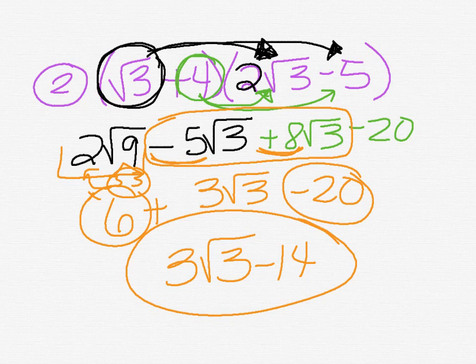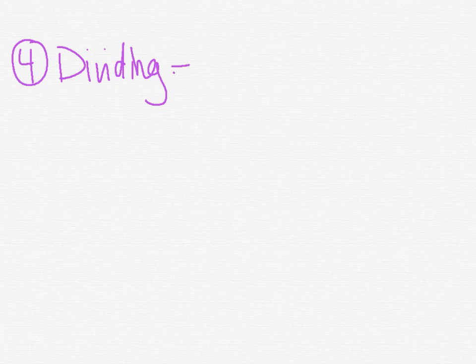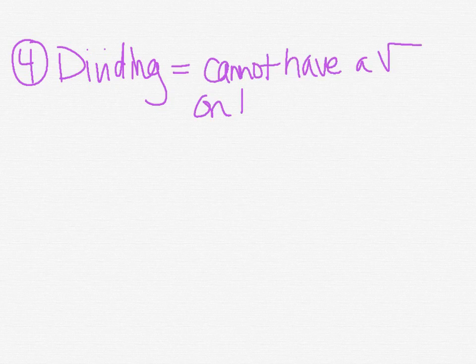Alright, last but not least, let's go to our last one, which is dividing. Now, when you're doing dividing, the fourth type, there is one rule, and that is you cannot have a radical on the bottom of a fraction. That is a no-no.